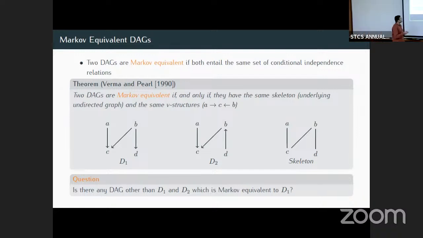Both D1 and D2 have the same base structure. So this is the base structure, the ACB type of structure. B is directed inwards, not outwards. So both have the same base structure, and that's why they are Markov equivalent. Both have the same skeleton also.